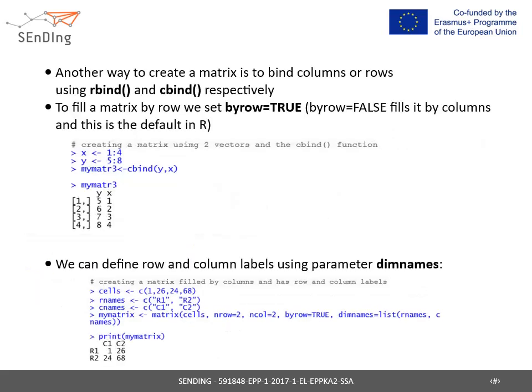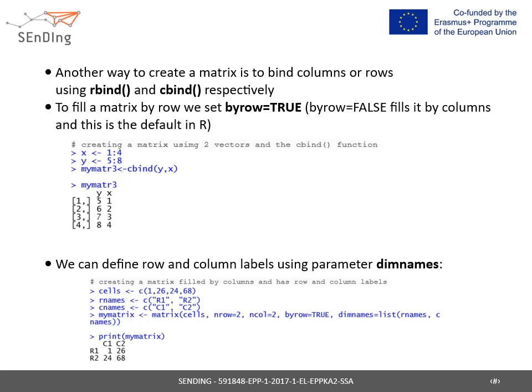Another way to create a matrix is to bind columns or rows using rbind and cbind respectively. When we define the parameter byrow equals TRUE, the matrix is filled by rows. byrow equals FALSE indicates that the matrix will be filled by columns, and this is the default mode of filling a matrix in R. In the first example, we can see how to create the matrix using the cbind function to place the 2 vectors as columns in the new matrix.